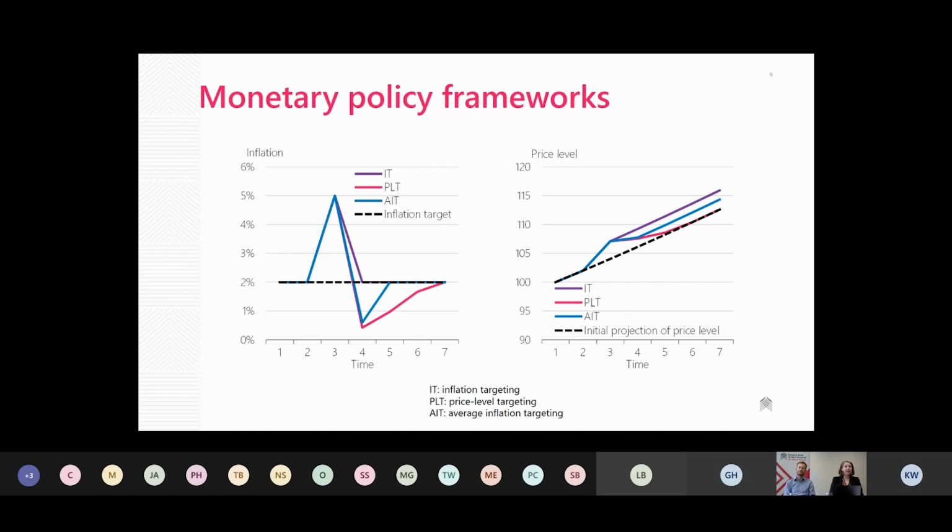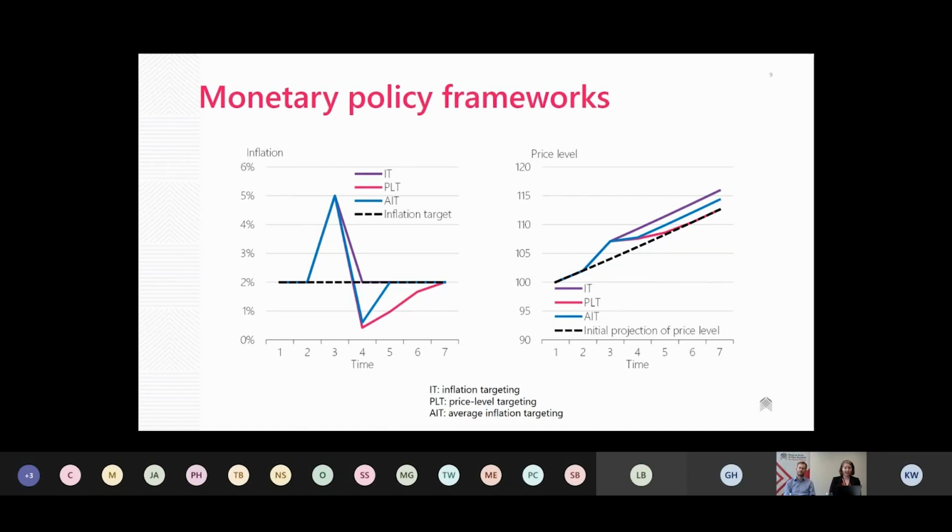I'll try and describe these different options using these charts. The chart on the left shows inflation, or the growth rate of prices, and the chart on the right shows the level of prices over time. So if inflation is running at the 2% target, which is the dashed black line on the left-hand side, you'll see on the right-hand side, you just get a nice predictable, steady increase in the price level, shown by that black dashed line.